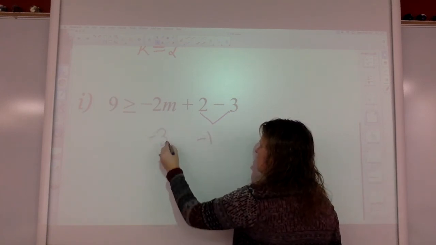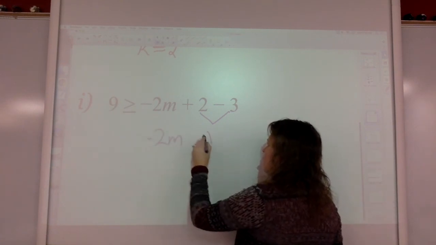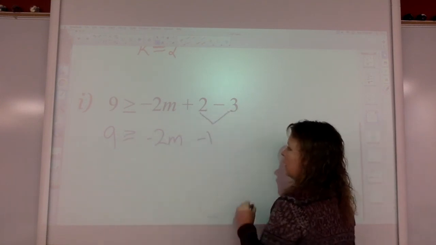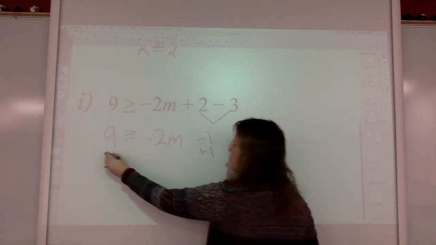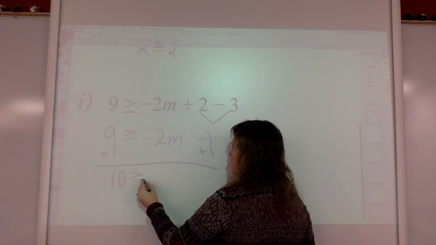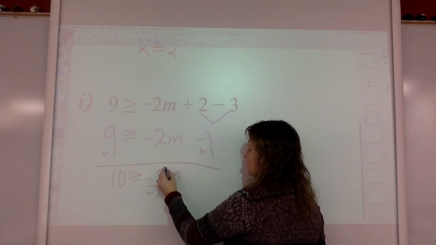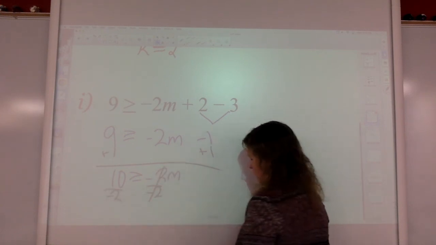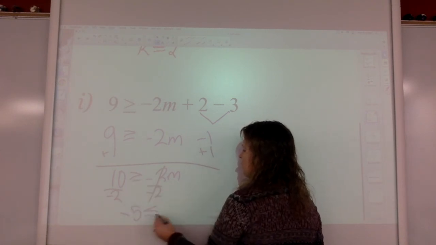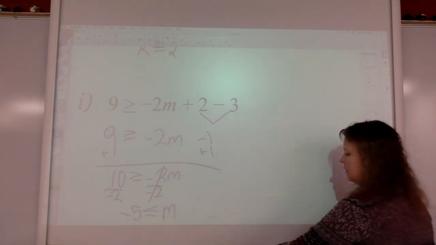So we have negative 2m minus 1. We don't do any adding or subtracting to both sides of the equation until we combine like terms. Now you can add 1 over here to the 9. And you get 10, which is greater than or equal to negative 2m. Divide by negative 2. Divide by negative 2. A positive divided by a negative is a negative, but because you divided by a negative, you have to flip the sign. Your 2 is negative. So we have negative 5 is less than or equal to m.